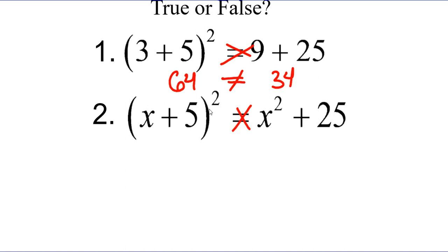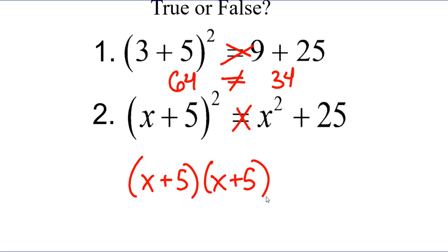X plus 5 quantity squared does not simply equal x squared plus 25. Rather, to square means to multiply something by itself, so you have to write it as x plus 5 times x plus 5, and then actually multiply the items out. Distribute your x, distribute your 5, and then get your final product. We'll come back to this here in a moment.